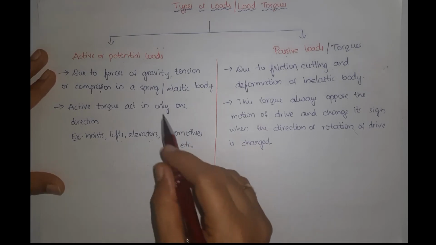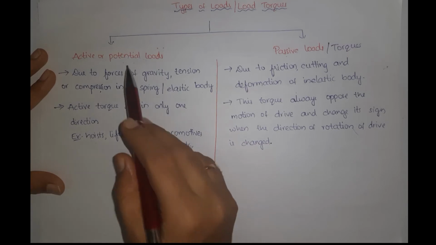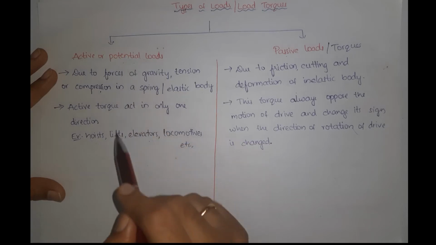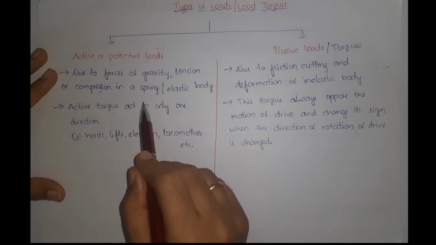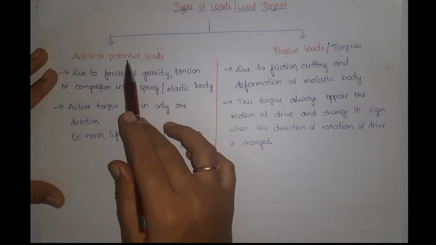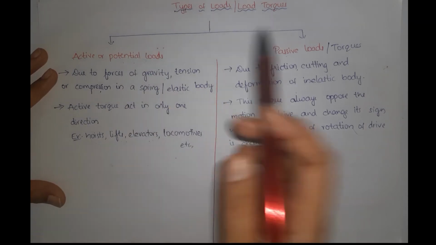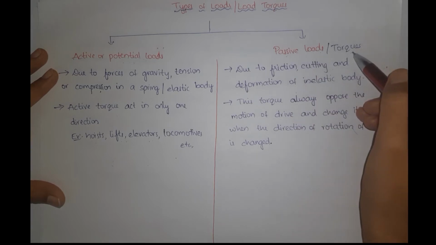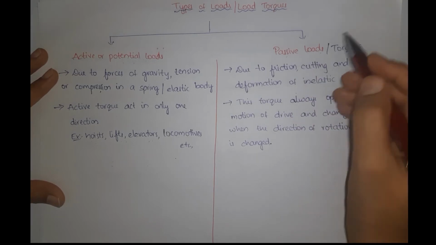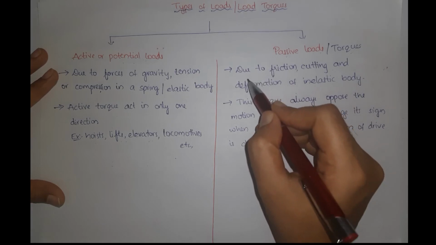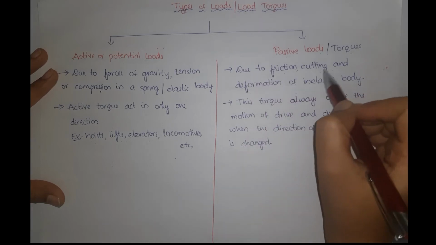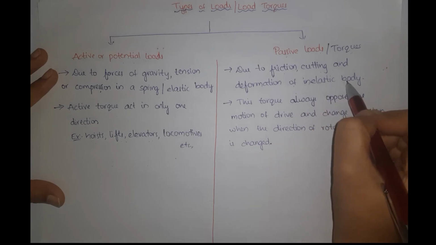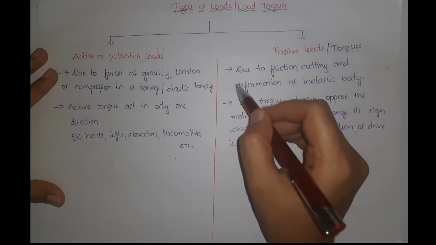So this is about the active or potential loads. Hope you have understood why we are calling it a potential load. Why? Because when you do some amount of work, this type of load involves the difference in potential energy, right? Now coming to passive loads or passive torques, let us see how they are generated. If the load or the torque is due to friction or cutting and deformation of an inelastic body, then such a load is called a passive load, right?